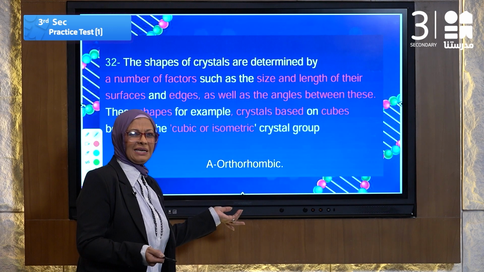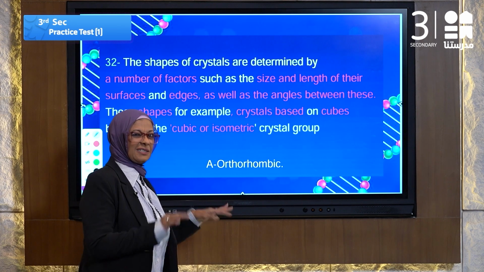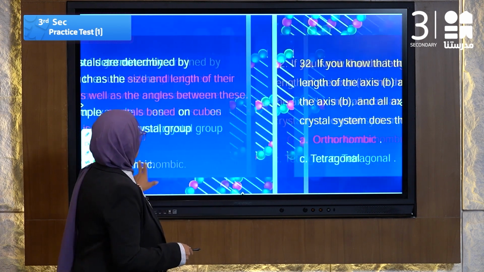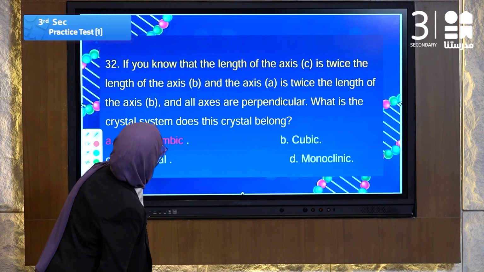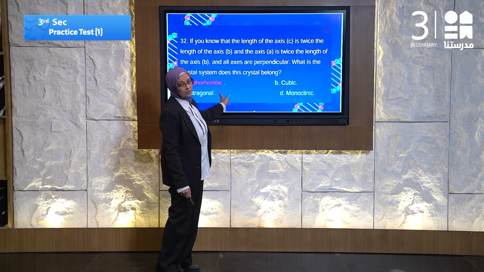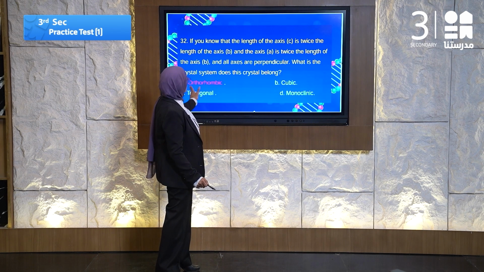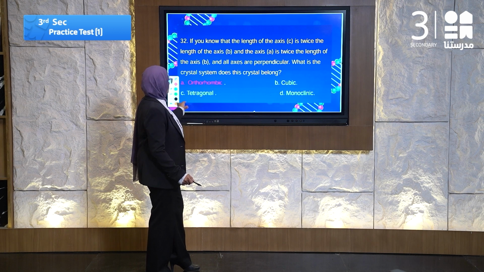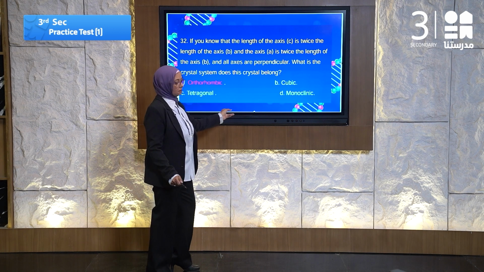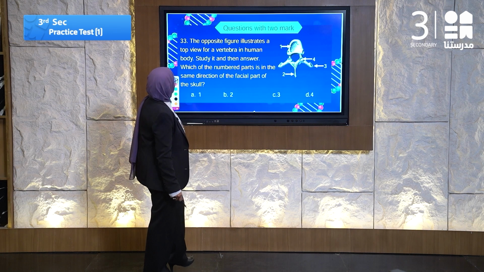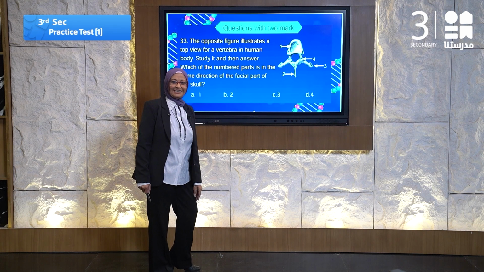Orthorhombic. Like a cube? No. Orthorhombic. Let's go. 32 means we will choose A, orthorhombic, not cubic, not monoclinic, not tetragonal. No, it's orthorhombic.